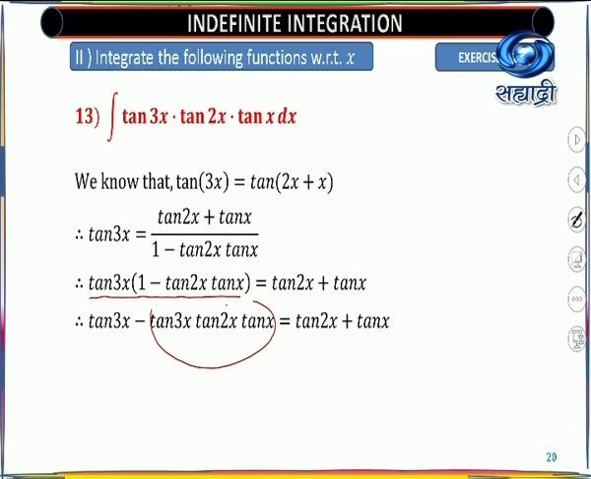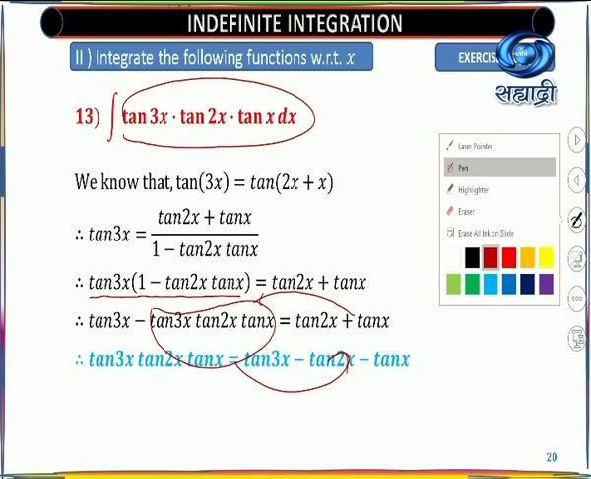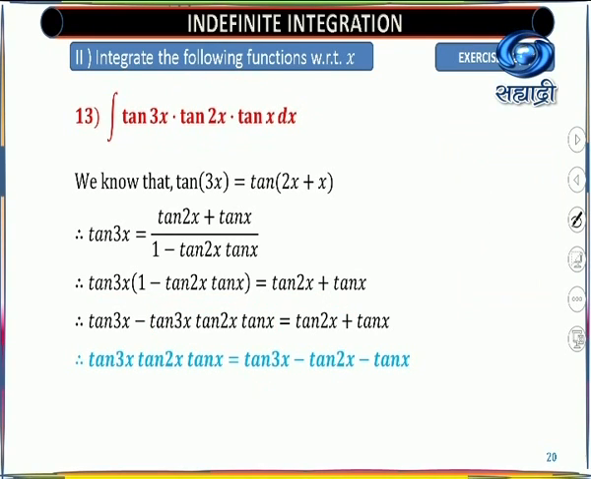We want this replacement. Look at here, that is tan 3x tan 2x tan of x. It's a product. We have converted that into addition and subtraction. So for that we will take this side and tan 2x plus tan x this side. So what you will get? You will get your function as tan 3x tan 2x tan x equal to tan 3x minus tan 2x minus tan x. Now this is a separated function and it's easy to integrate. So we'll start with that. Look at here.